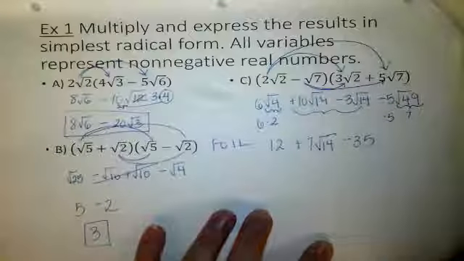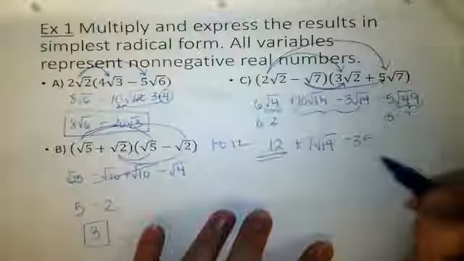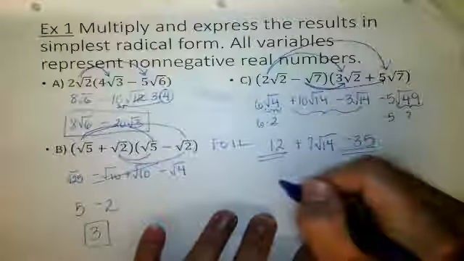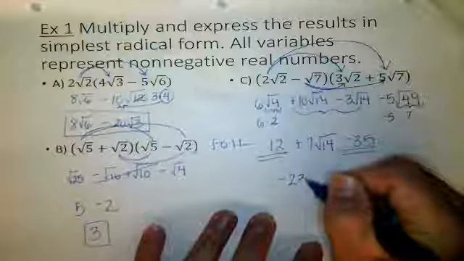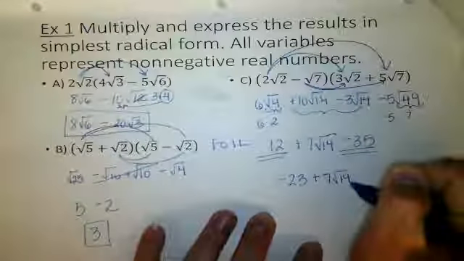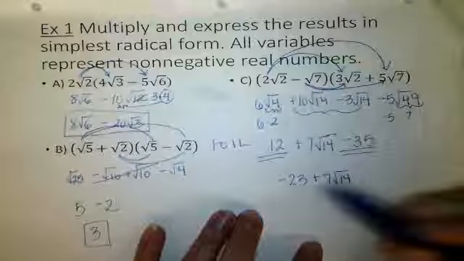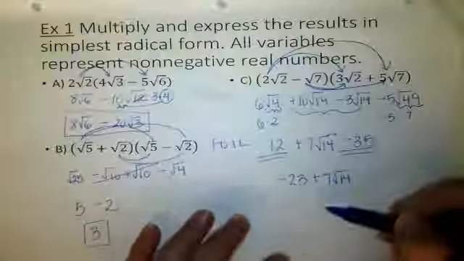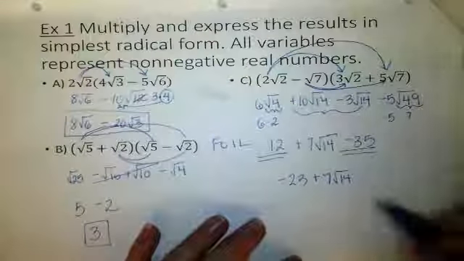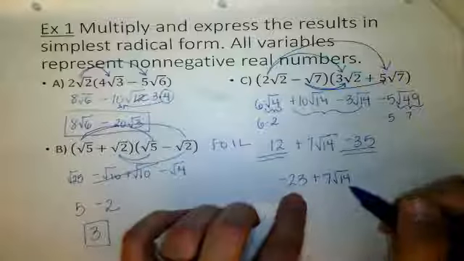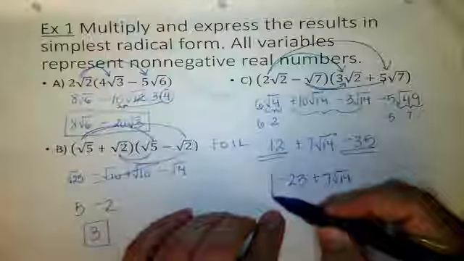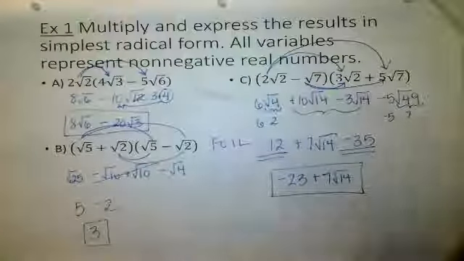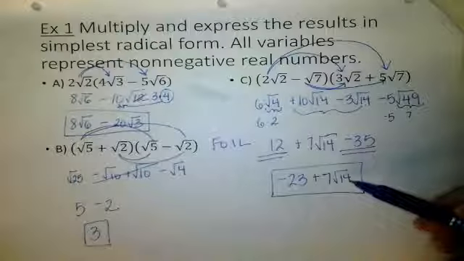And then what can I do? The 12 and the negative 35 can combine to become negative 23. Is it 23? Yeah. Can I do anything else? Is negative 23 and 7 radical 14 like negative 16 or something? No, these are not like terms, so you can't go any further. This is as simple as it gets. There are no pairs in there that I can simplify.